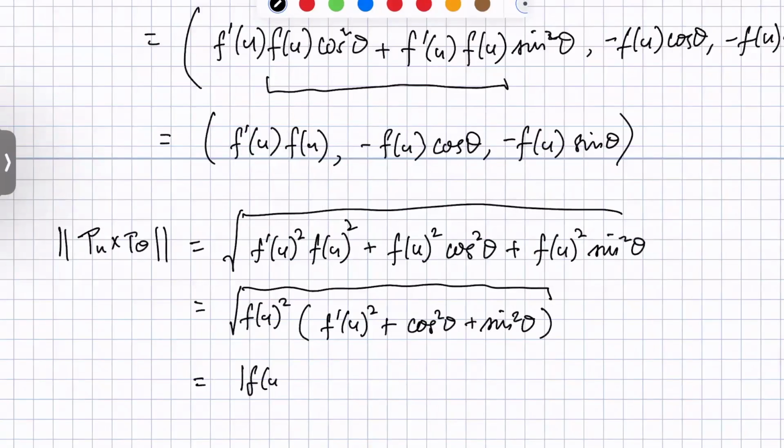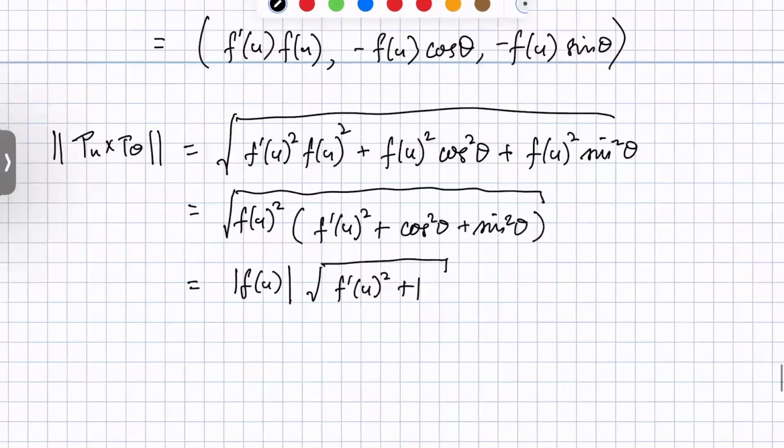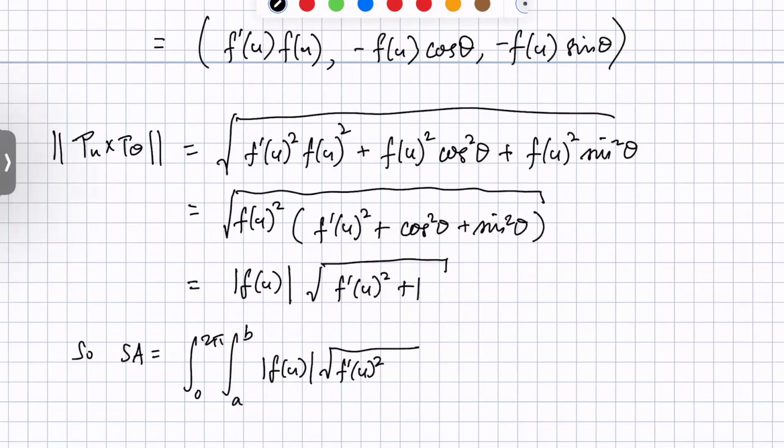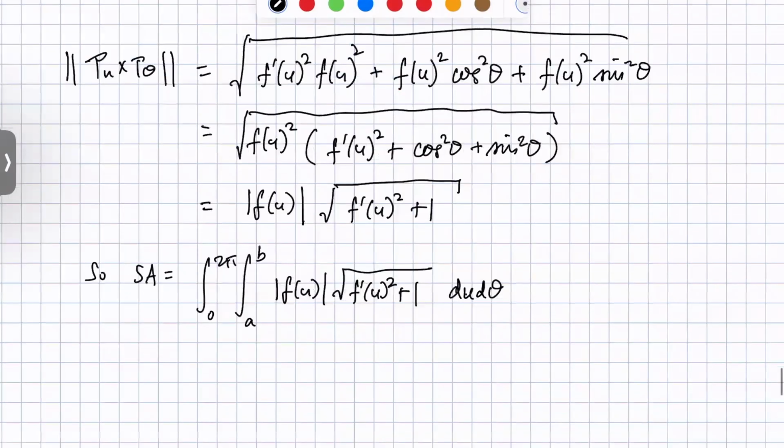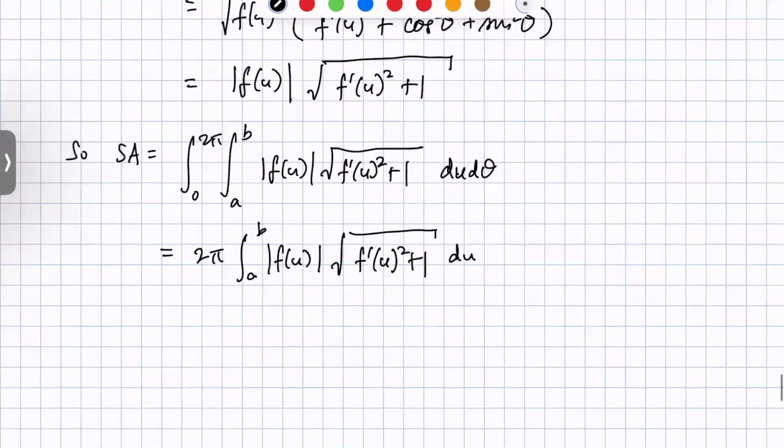Now I have to be very careful. The square root of f of u squared has an absolute value. And then I get f prime of u squared plus 1. So my surface area is equal to the integral from 0 to 2 pi and a to b of the absolute value of f of u, times the square root of f prime of u squared plus 1, and then I have du d theta. Now notice that there are no thetas in my integrand, so that just pops out here. So I have a very handy formula. Well, not super compact, but it works out.